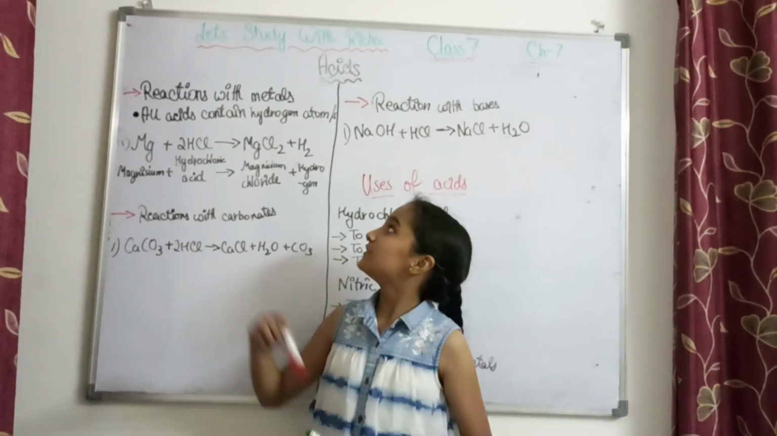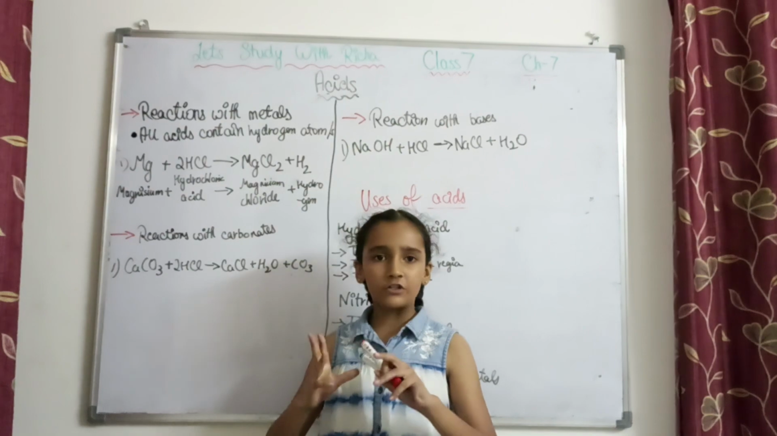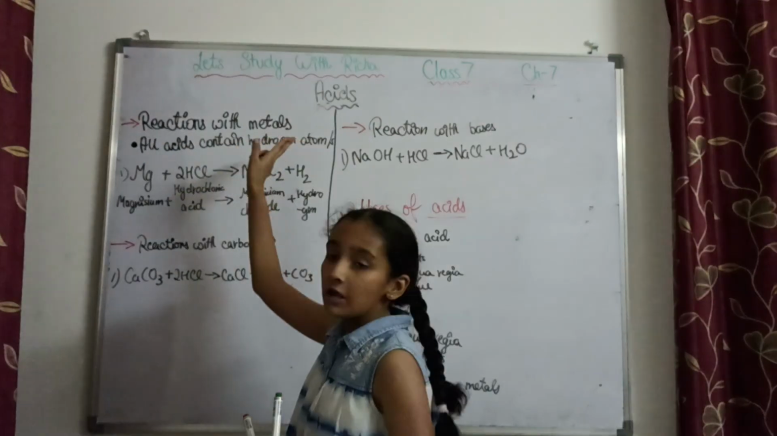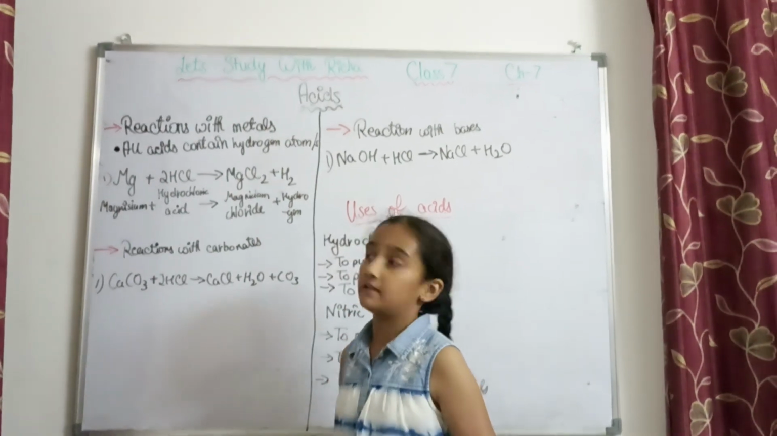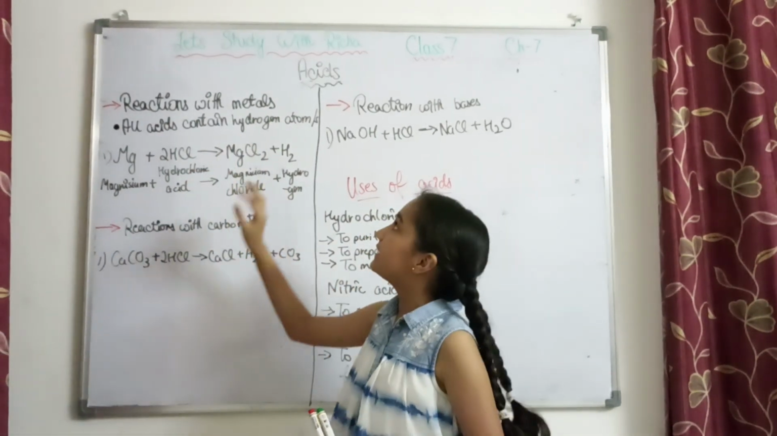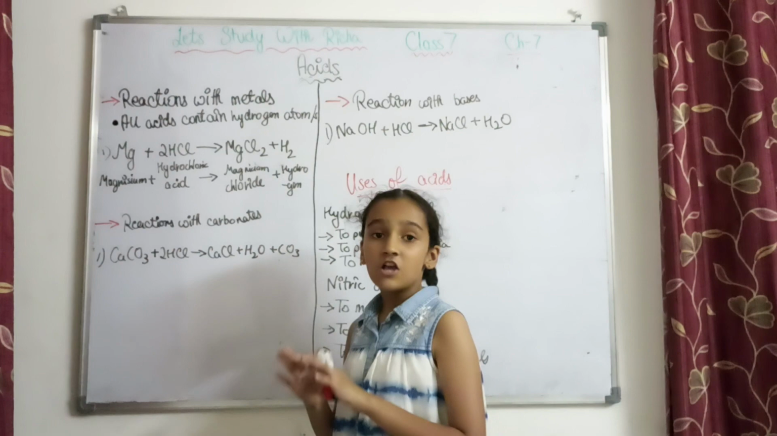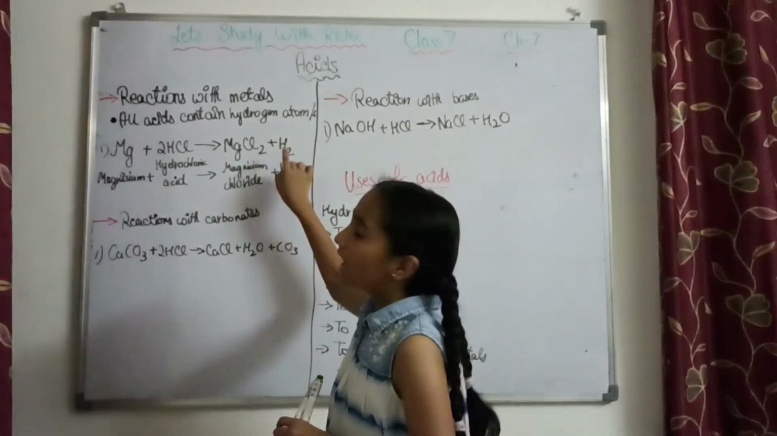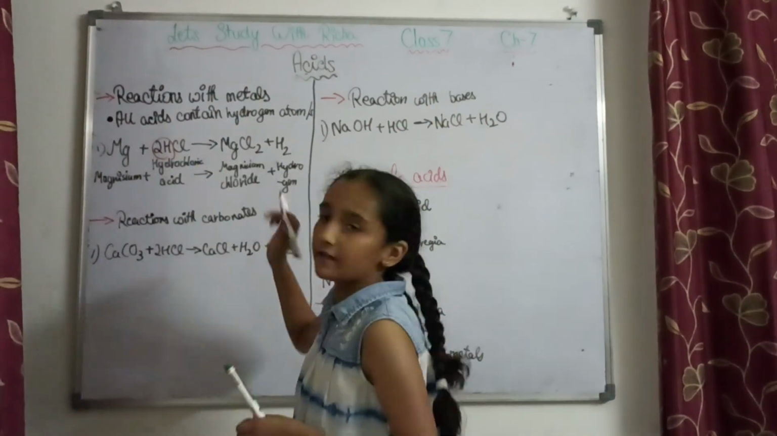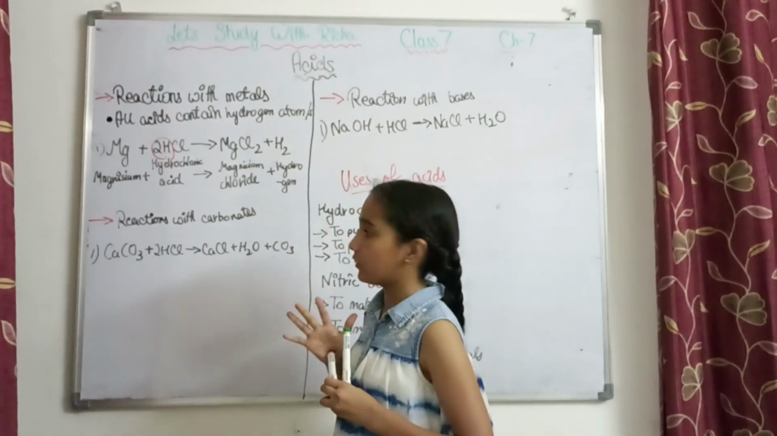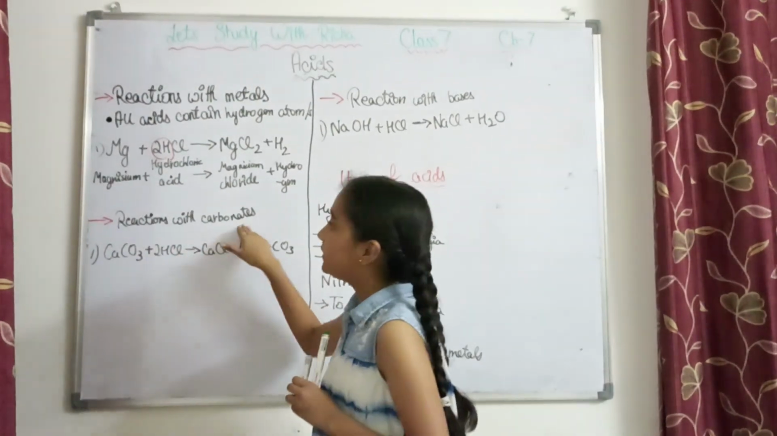Now let us start with reactions of acids. First of all, we learn about reaction with metals. So with reaction with metals, each and every acid contains hydrogen atom or atoms. So in that we have to just separate out the hydrogen. So we separated out the hydrogen and the rest comes here, which produces a salt. Okay.